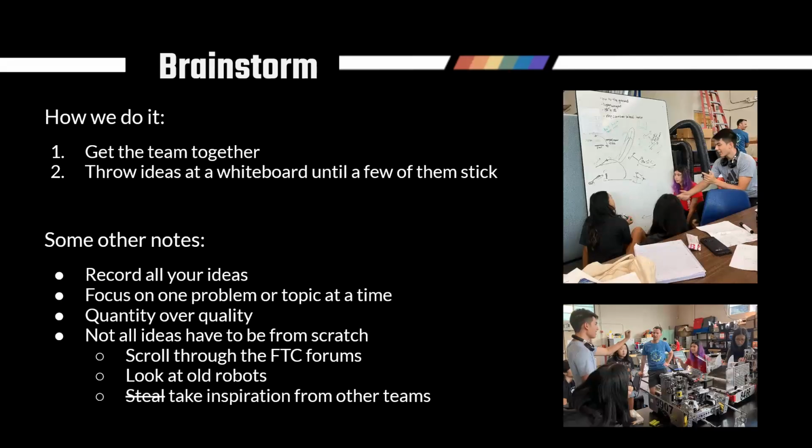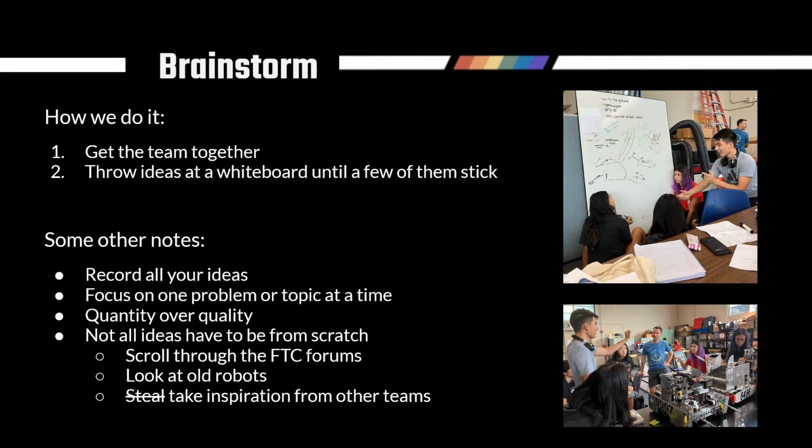So how our team does it is we essentially get the team together and throw a whole bunch of ideas at a whiteboard until a few of them stick. For a lot of teams, it can be a lot more defined than that. You could have a moderator pointing out people saying, I want to hear your idea, I want to hear your idea. But the way our team does it, it's super relaxed and uncontrolled and just throwing ideas out there. Some other notes for brainstorming: record your ideas. It's really nice for judges to be able to see your thought process behind things, to see that you did the work in the brainstorming and went over all this stuff and made it to that final step with your robot from this ground point.